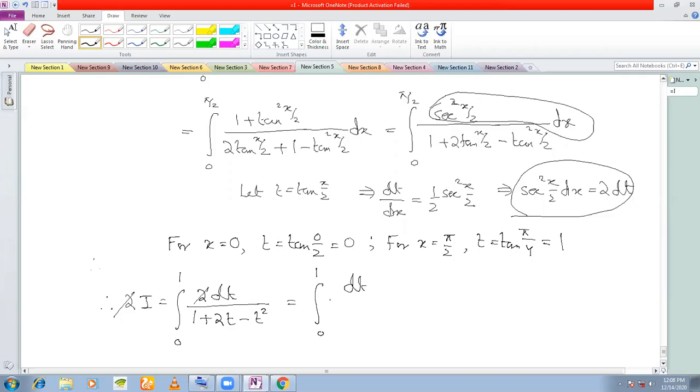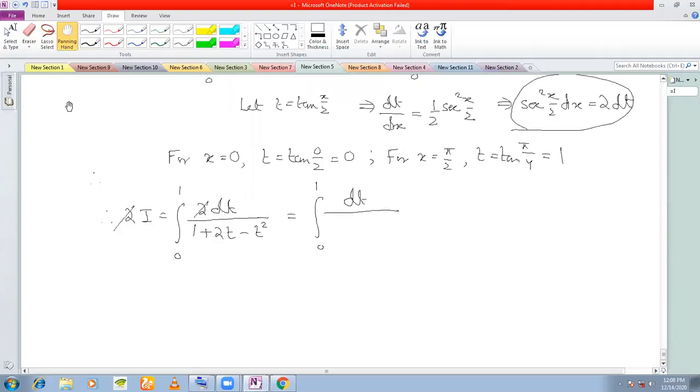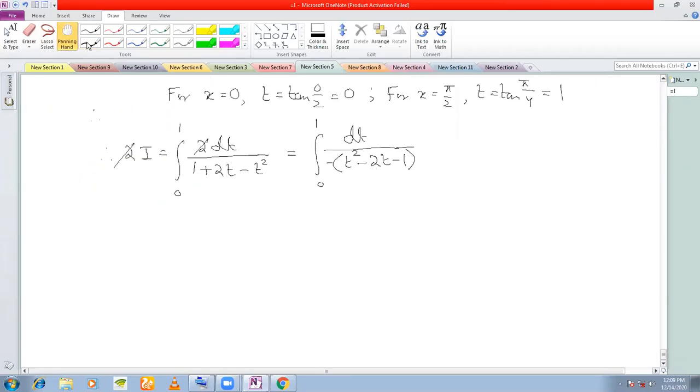dt by. Now here is the very interesting integral that you have come across. So you better keep an eye on this. If you take minus common, you can write this as t square minus 2t minus 1. You can write it this way. Now see here, we shall work with t square minus 2t minus 1. So how to work with this?